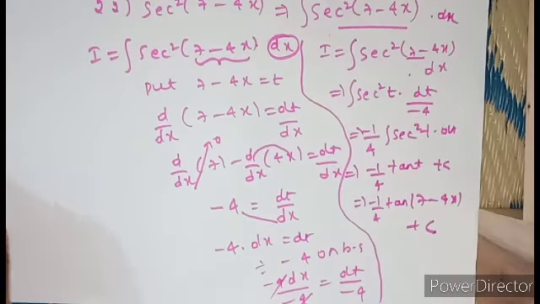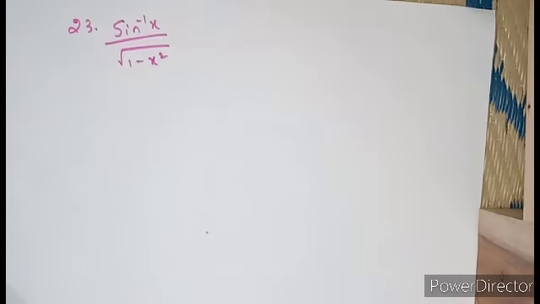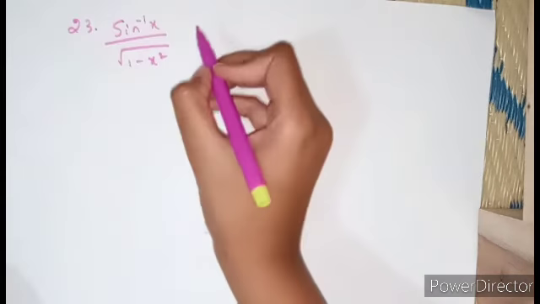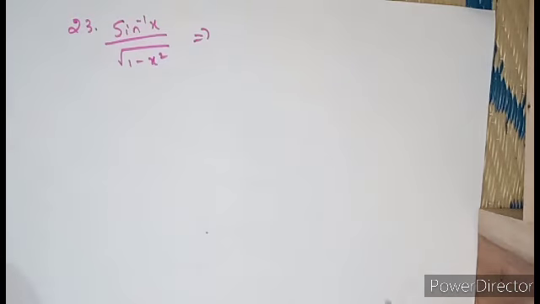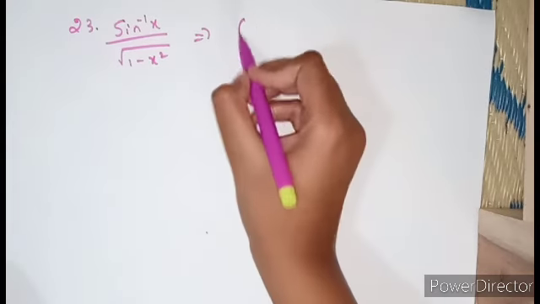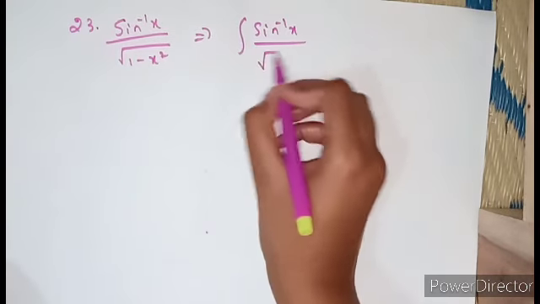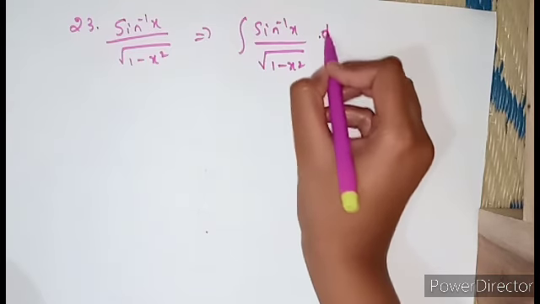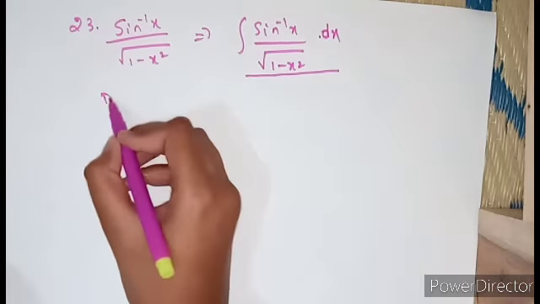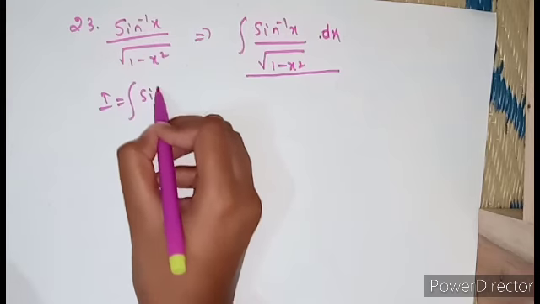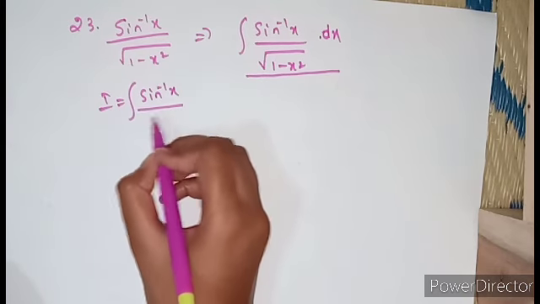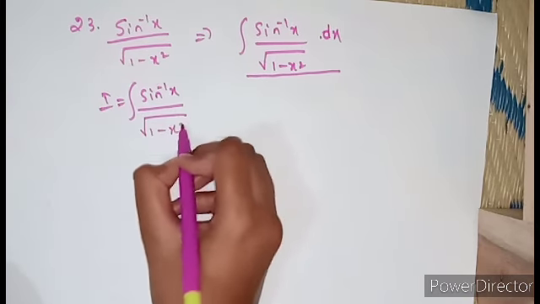Let's move on to the 23rd question. So here comes the 23rd question: sin inverse of x upon square root of 1 minus x square. First take the integral of sin inverse of x upon square root of 1 minus x square dx. Let us take this integral as I equals integral of sin inverse of x upon square root of 1 minus x square dx.